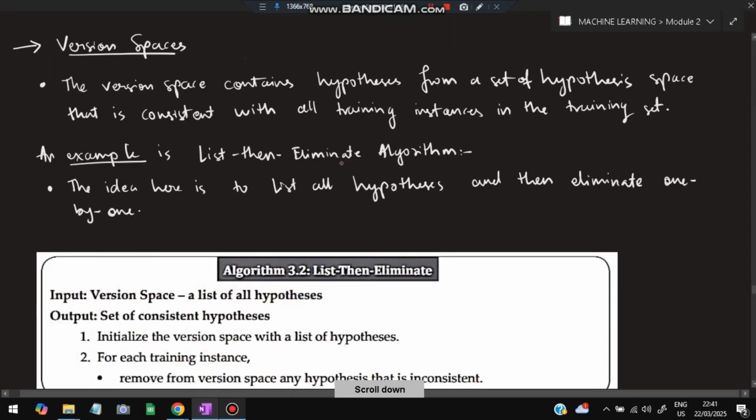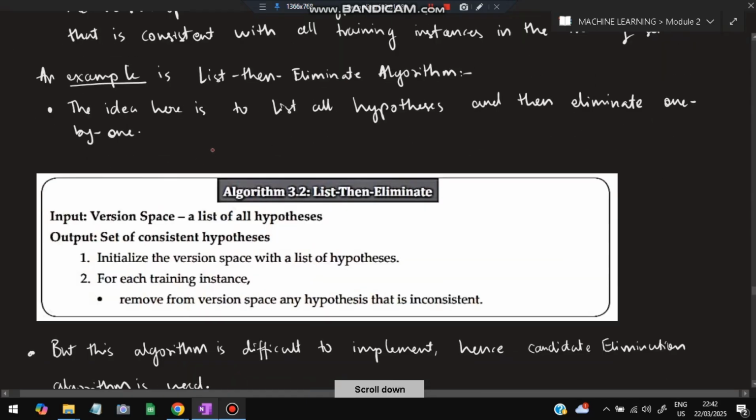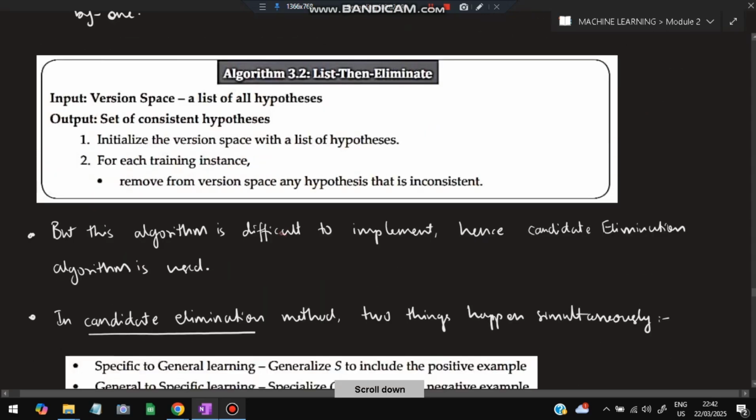Next topic is the version space. Version space contains all the hypotheses from a set of hypothesis space that are consistent with all the training instances. Means all the possible answers. That is the version space. An example to use in the version space is the List-Then-Eliminate algorithm. The idea is to list all hypotheses and then eliminate one by one. But this is not feasible because it is very difficult to implement practically. That's why we have the Candidate Elimination algorithm.